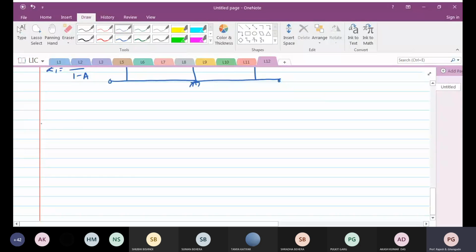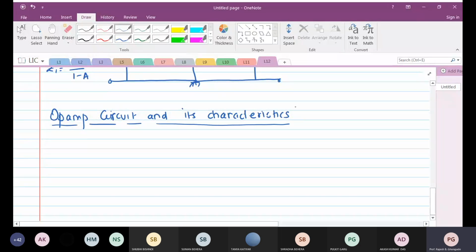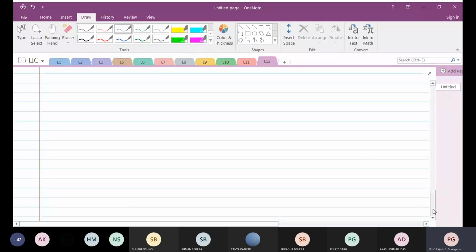Okay. Now I shift to the core of unit number 2. I'm not going to write there unit number 2 because I don't think that there should be any discontinuity there. Okay. So we'll start with op-amp. Now that we know the internals, op-amp circuit and its characteristics. Now the next few lectures are going to be very, very important. If you miss those lectures, you're not going to understand operational amplifier at all.